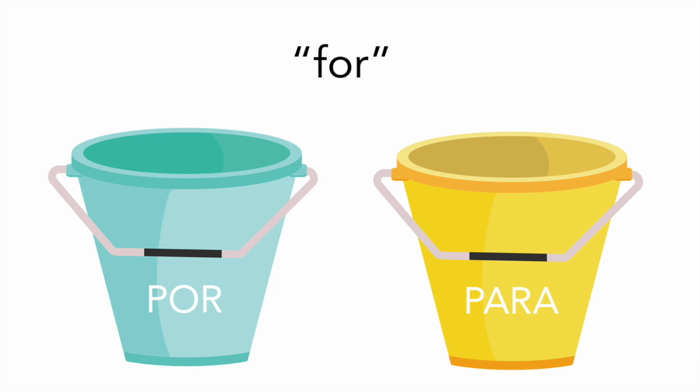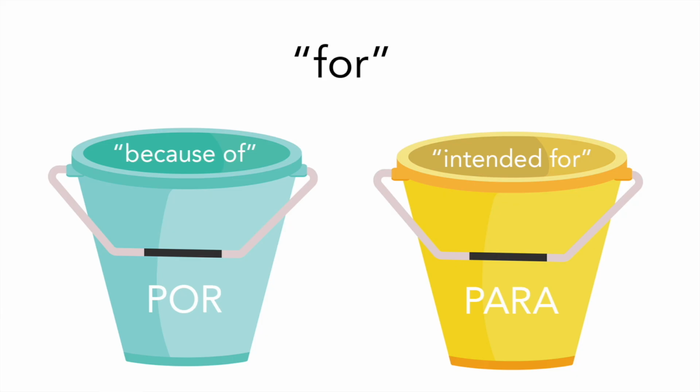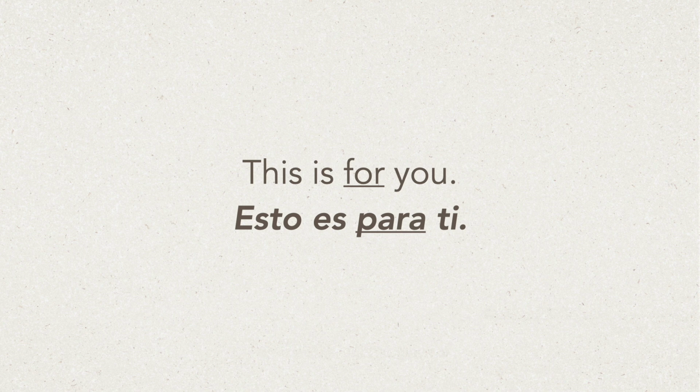Here are the two buckets that we tend to give our students. When the word "for" is used in English as a preposition, it usually means one of two things: either "intended for" or "because of." The word por in Spanish means because of, and the word para means intended for. Here are some really simple examples. First of all, "this is for you." When I say "for" there, that could be replaced with "intended for." This is intended for you. That's para. Esto es para ti.